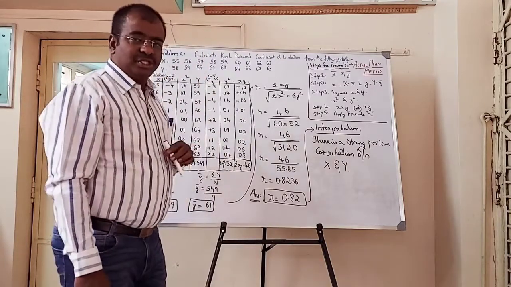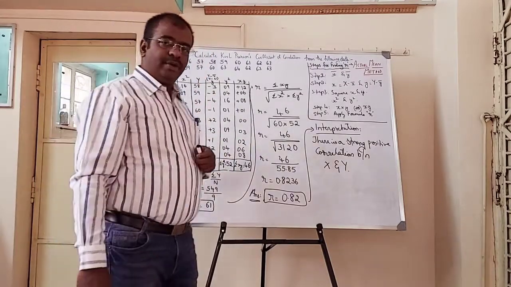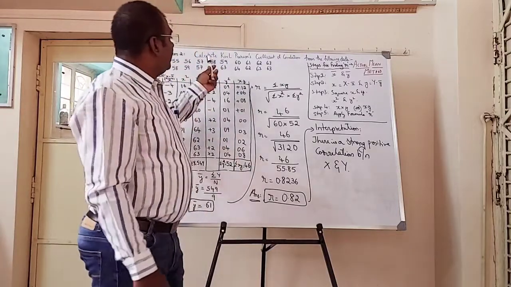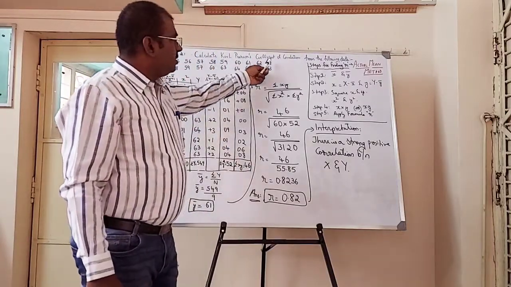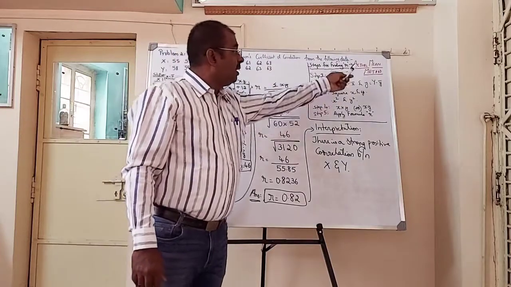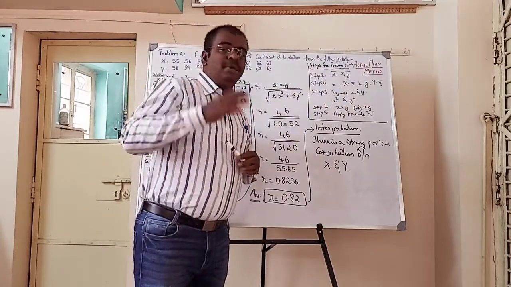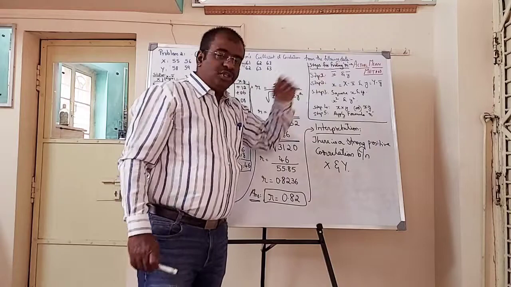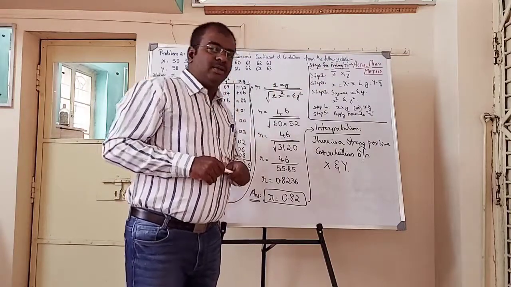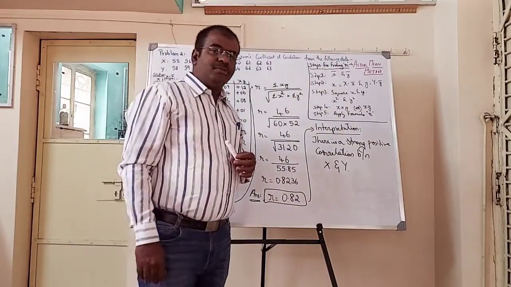So in the next session, that is session number 5 or video number 5, let us understand how to calculate Karl Pearson's coefficient of correlation in the assumed mean method. This was actual mean method. So next let us look into how to solve the problems on assumed mean method.